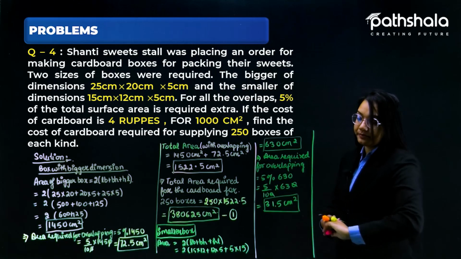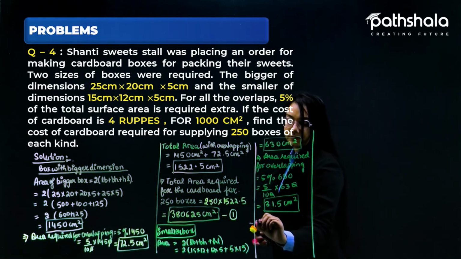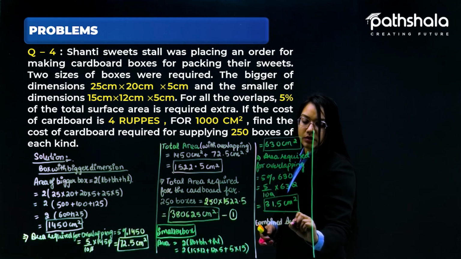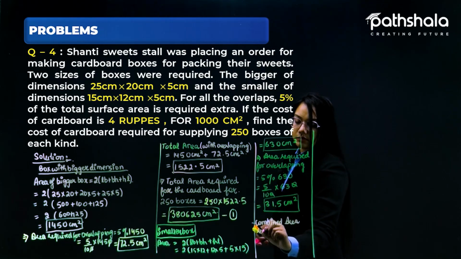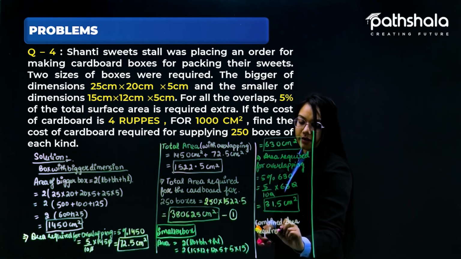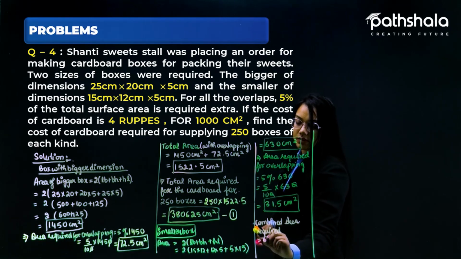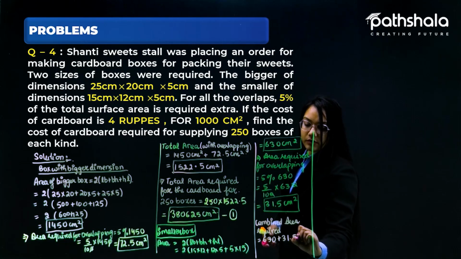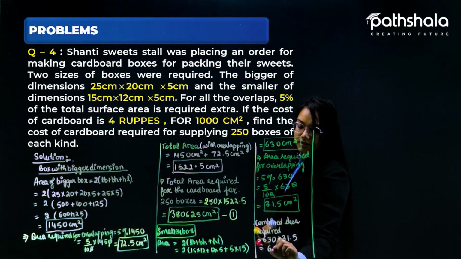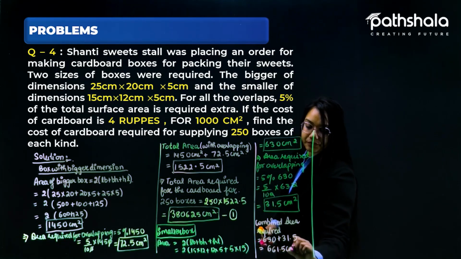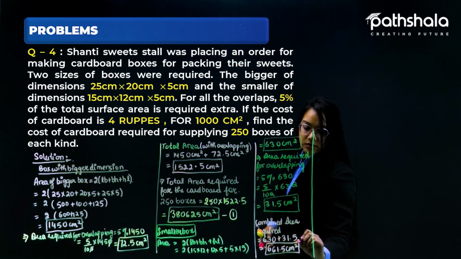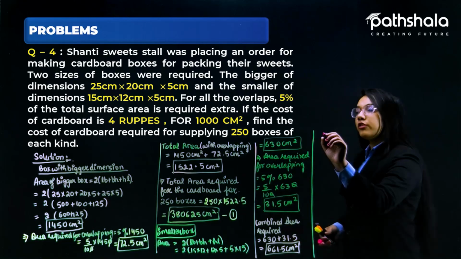Now let's add up both of these areas. So the combined area required is 630 plus 31.5. This would be 661.5 centimeter square. Now let's move on further.